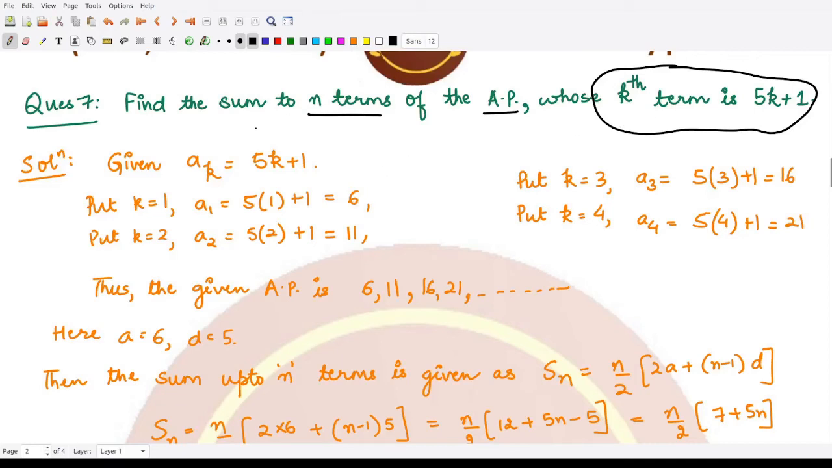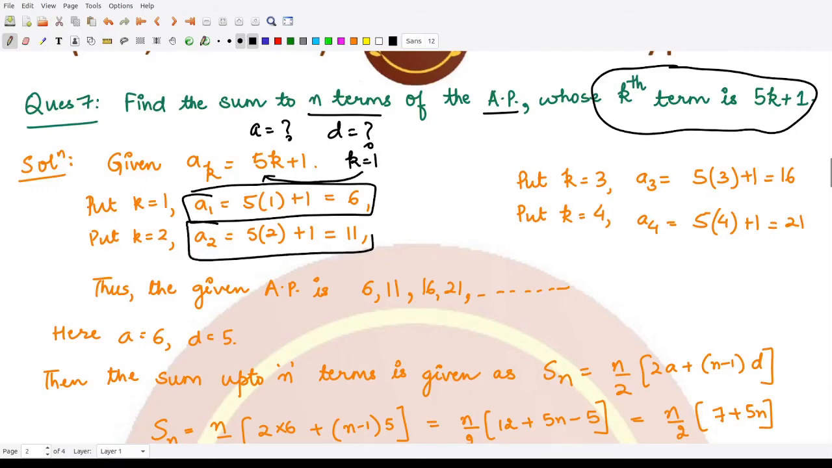In order to calculate the sum, we require the value of a and the value of d. ak is given to us as 5k plus 1. From ak we can calculate the first term, which comes out to be 6. How do you obtain this first term? You just put k equal to 1 into this equation. Similarly, when you put k equal to 2, you get a2, which is 11. When you put k equal to 3, you get 16, and when you put k equal to 4, you get 21. So our resulting AP would be 6, 11, 16, 21 and so on.